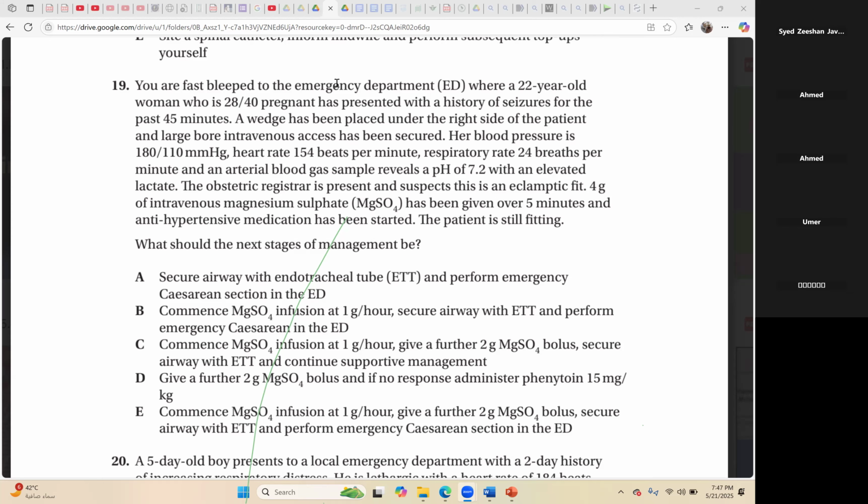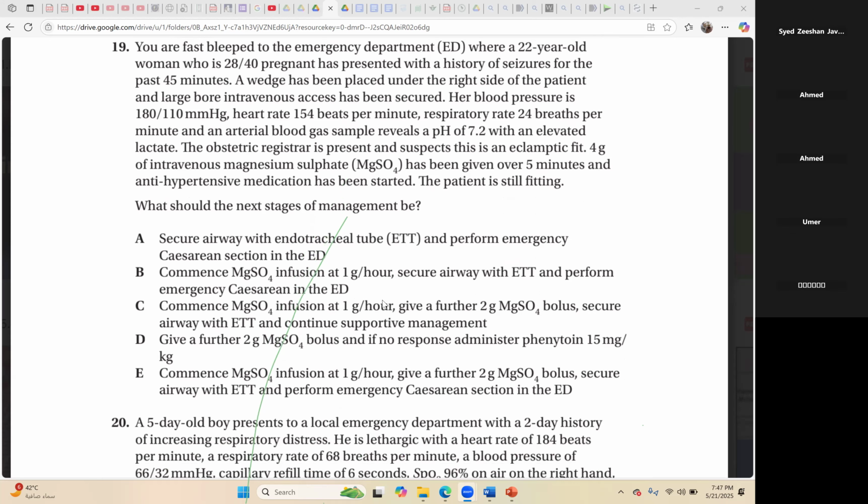This is just background for these things. So what you need to do: secure the airway with endotracheal tube and perform emergency cesarean section in ED. This is one option. Commence magnesium sulfate infusion 1 gram per hour. Give a further 2 gram bolus, secure the airway and continue supportive management.